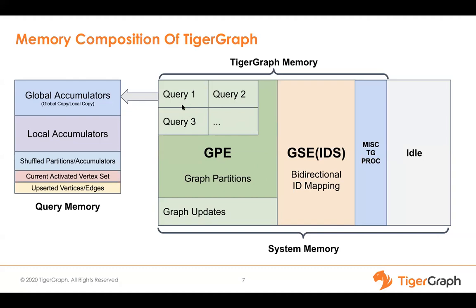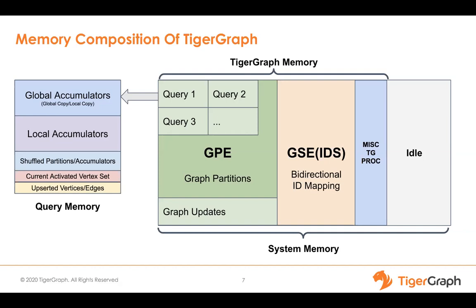Now let's take a deeper look at the memory composition of the query on the left-hand side. The rectangle on the left-hand side is the query memory, okay? When we run a query, we all know we can define global accumulators and local accumulators. Actually, that's the part that consumes the most memory. That is the most memory-consuming part of a query.